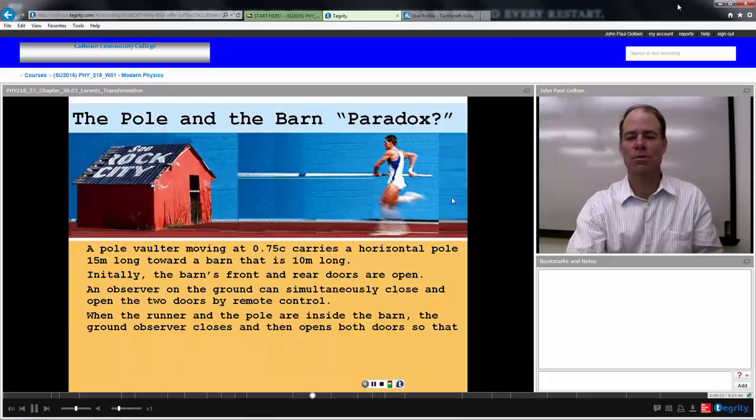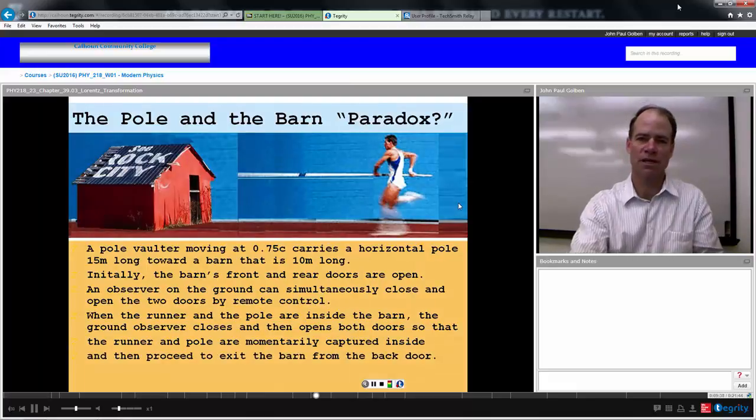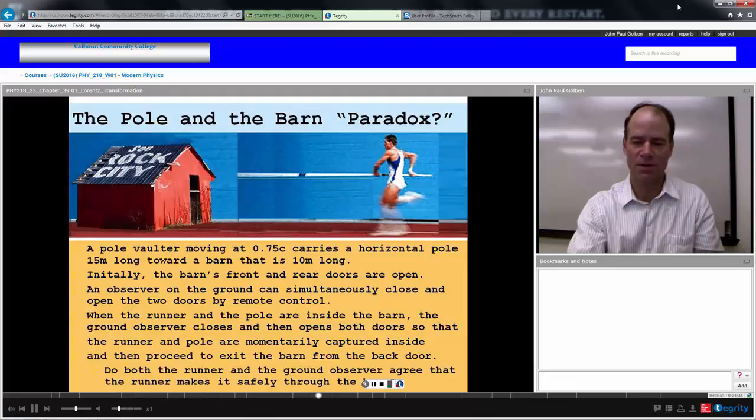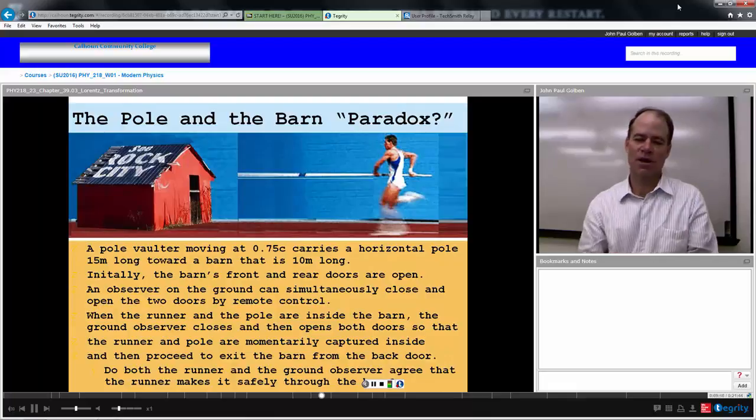When the runner and the pole are inside the barn, the ground observer closes and then opens both doors so that the runner and the pole are momentarily captured inside, and then proceed to exit the barn from the back door when the doors are open. Do both the runner and the ground observer agree that the runner makes it safely through the barn?